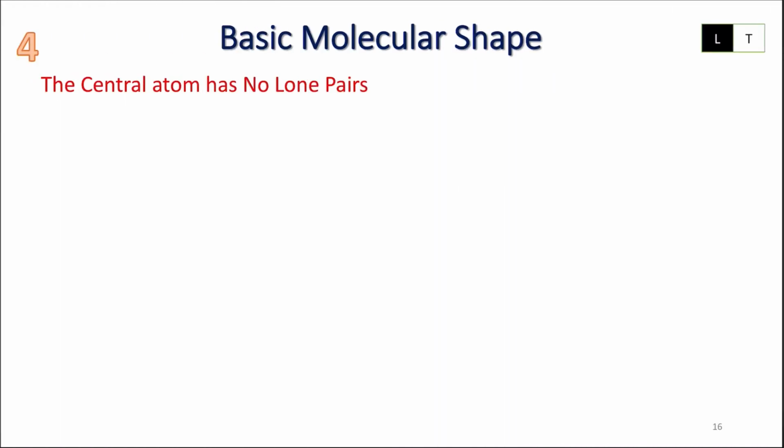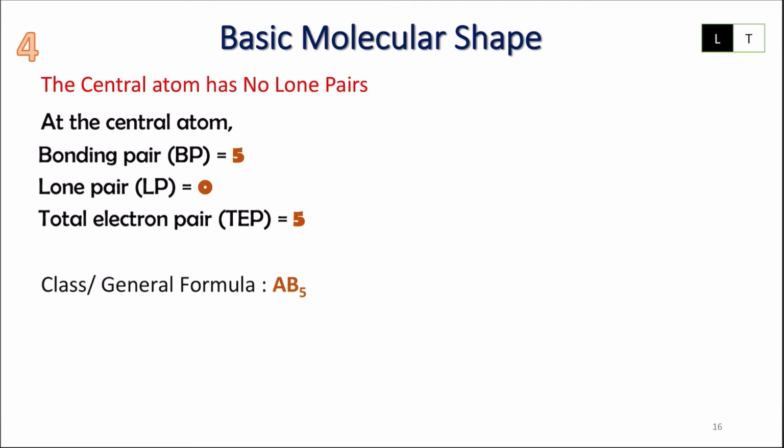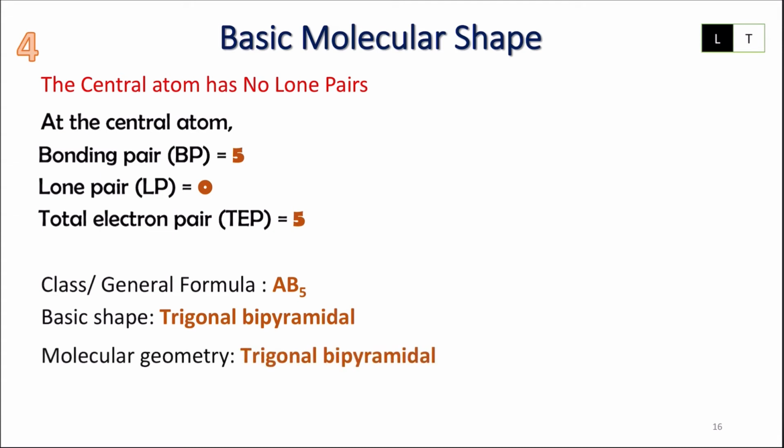Next, we go for the second last basic molecular shape, which is at the central atom you got 5 bonding pair, 0 lone pair. So the electron pairs is 5. So bila 5 bonding pair, the class will be AB5. The name of the basic shape is trigonal bipyramidal, and the molecular geometry stays the same with its bond angles. There are two of them, 90 degree and 120 degree.